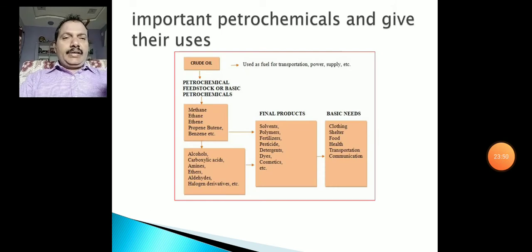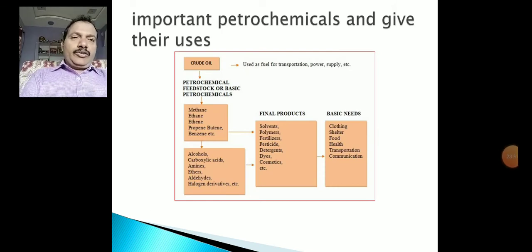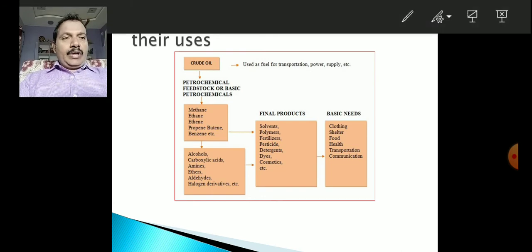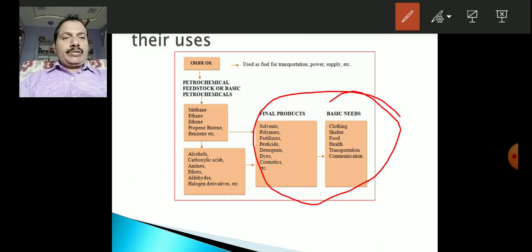Now let us see the important petrochemicals and their uses. Already you see the uses we have listed here. These are the uses in clothing, shelter, food, health, transportation, communication, and agriculture.